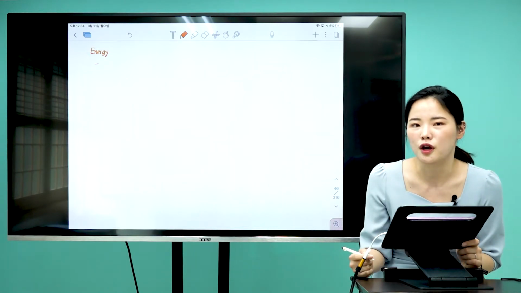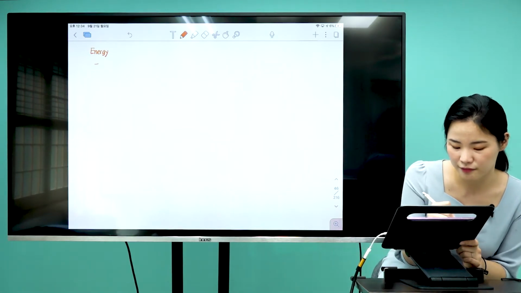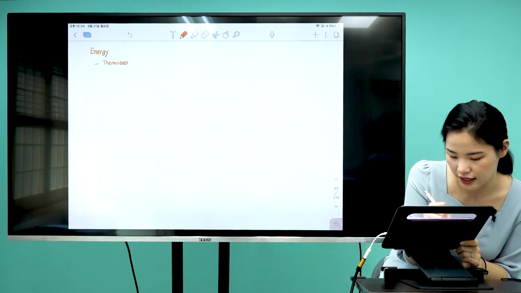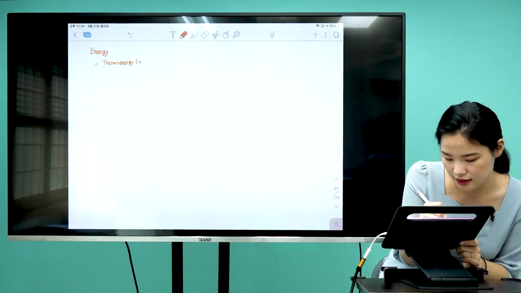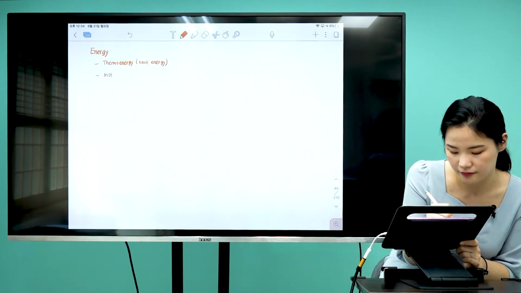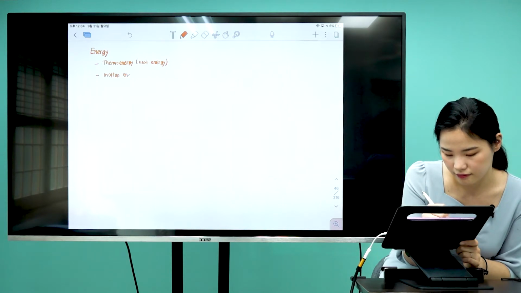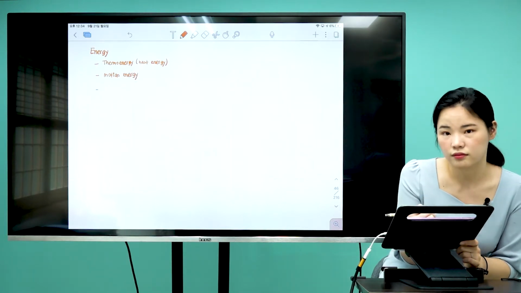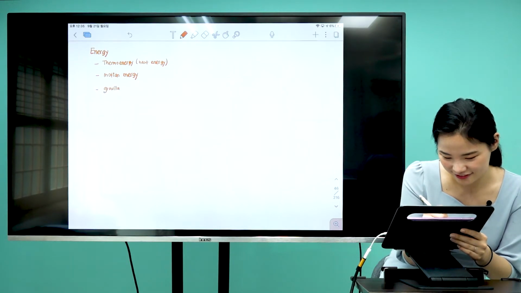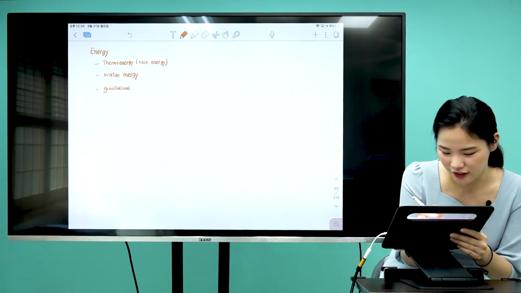What energies do you know? Maybe thermal energy. So that's heat energy. Or, yes, motion energy. Or gravitational energy. Or we say potential energy.